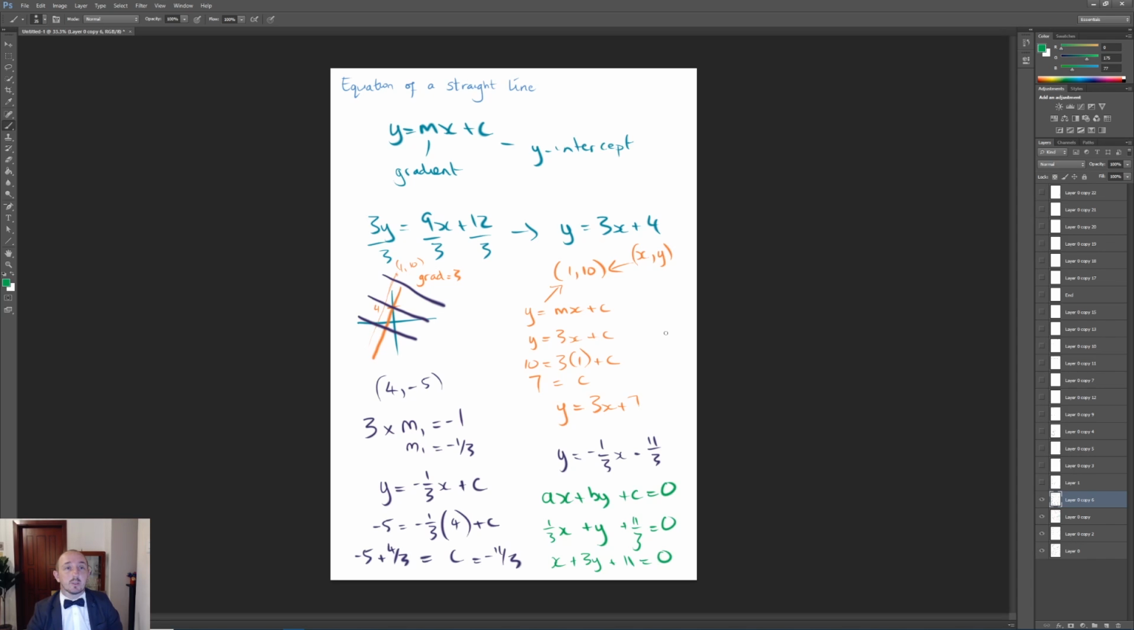I just wanted to go over equations of a straight line again, because sometimes they throw in these questions. It says like, here's a line, what's its equation? So you need to know its y-intercept to give you your c value, and work out the gradient to give you m, and substitute it into y equals mx plus c.